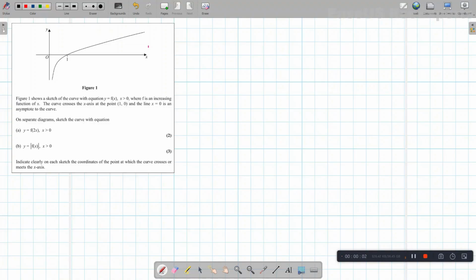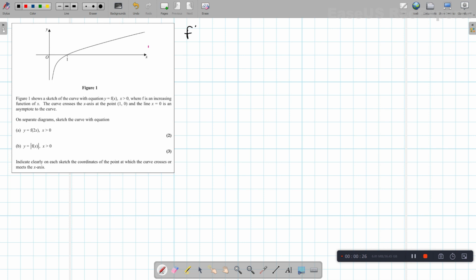Okay, day 7, question 3. Figure 1 shows a sketch of the curve with equation y equals f(x), x greater than 0, where f is an increasing function of x. The curve crosses the x-axis at the point (1, 0), and the line x equals 0 is an asymptote to the curve. On a separate diagram, sketch the curve with the equation y equals f(2x).